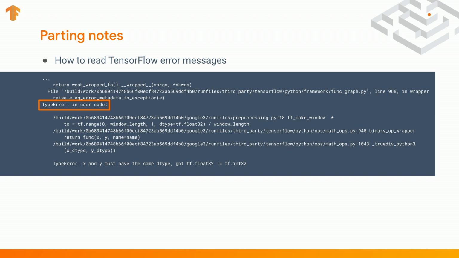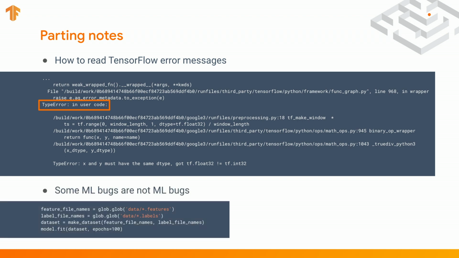And lastly, some machine learning bugs are not machine learning bugs, but just general programming bugs. So here's a puzzle for you to chew on. It's a small problem. Here, the user is trying to pull two listed files for the features and for the labels. The user feeds them into a function to construct a dataset, and the dataset is fed into the fit call to train the model. But for some reason, the model training is not very good. The accuracy is much worse than expected.